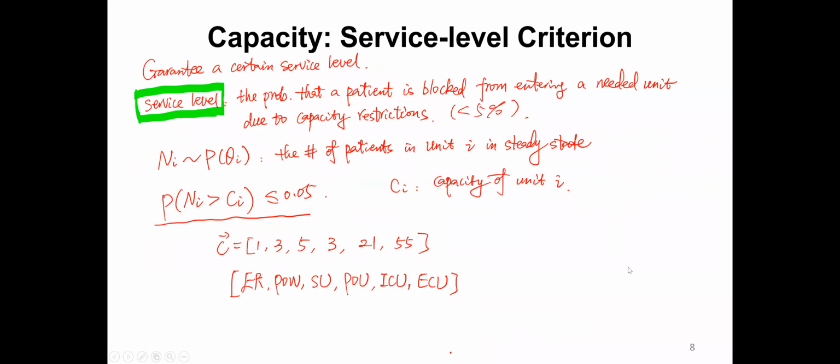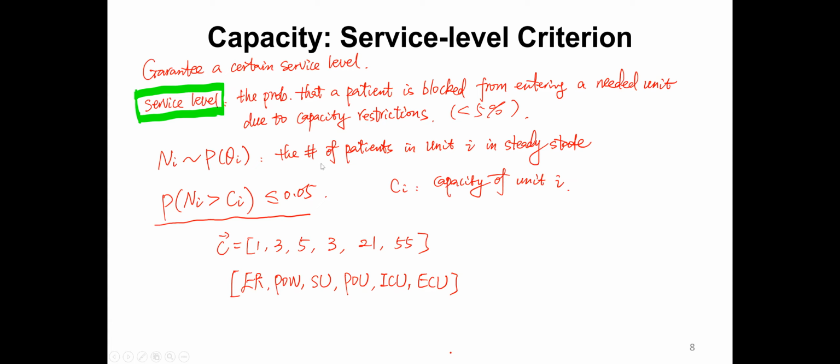Now, how to plan the capacity? The first criterion is service level. We want to guarantee a certain service level. The service level is defined as the probability that a patient is blocked from entering a needed unit due to capacity restrictions. We want to make sure the probability that a patient is blocked from entering is less than 5%.